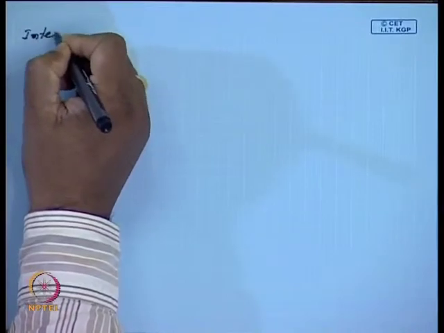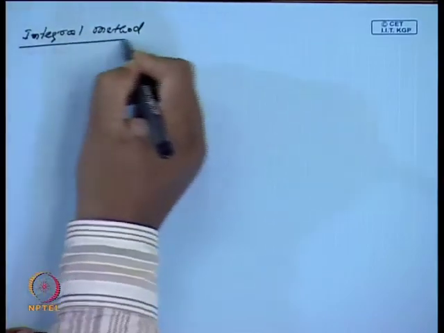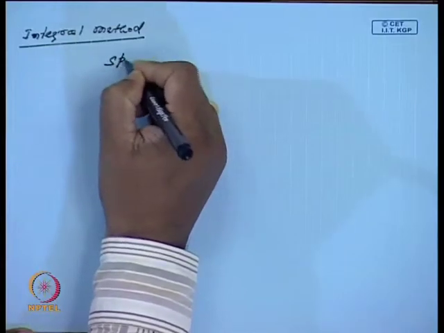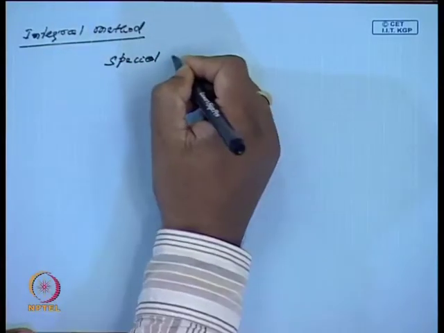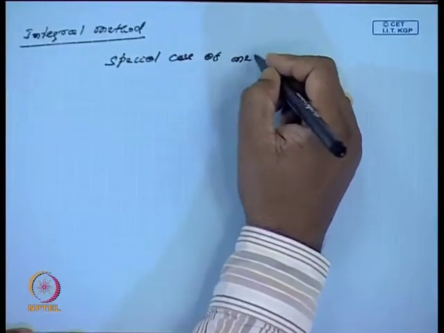Before that, let us go to the integral method. Unlike the similarity theory, where we convert the problem from a partial differential equation to an ordinary differential equation, basically reducing the number of variables in the equation, this is another approximate method which is a special case. This integral method is called a special case of the method of weighted residual.